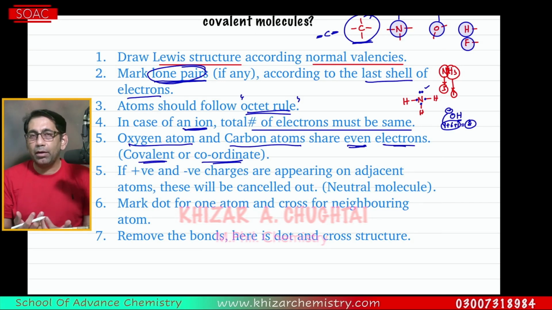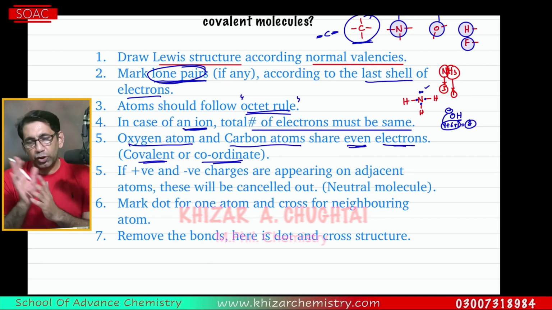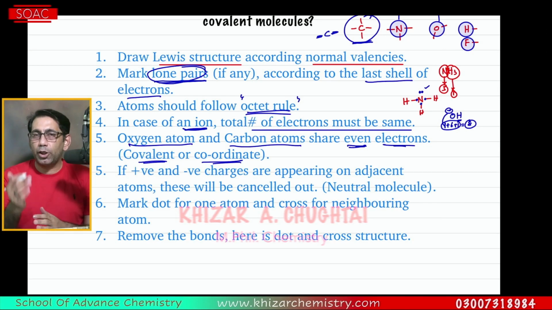And similarly, rule number 1: oxygen can share 2 electrons, not 1. So whenever you are going to make a covalent molecule of oxygen, either it will share 2 electrons or it will accept the pair of electrons. And the same is the case with the carbon atom. Carbon atom always shares an even number of electrons: 2 electrons, 4 electrons, and so on.